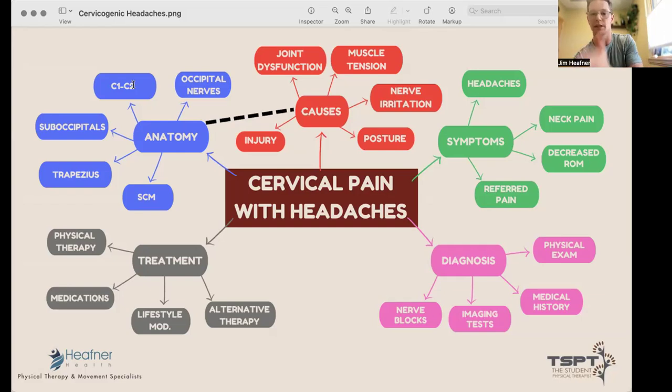You'll see that there's almost a continuum of how those causes will then have a very correlatory symptomatic presentation of headaches, neck pain, decreased range of motion, potential referred pain. We're also going to get into the diagnosis and treatment. So things that you should be asking in your physical exam, past medical history questions that you should be asking. And then also, what are we doing from a treatment side? Obviously, I'm going to be focusing on the physical therapy management, but we're going to touch on lifestyle modification, medications, alternative therapies. So let's get into the Essential Anatomy app.